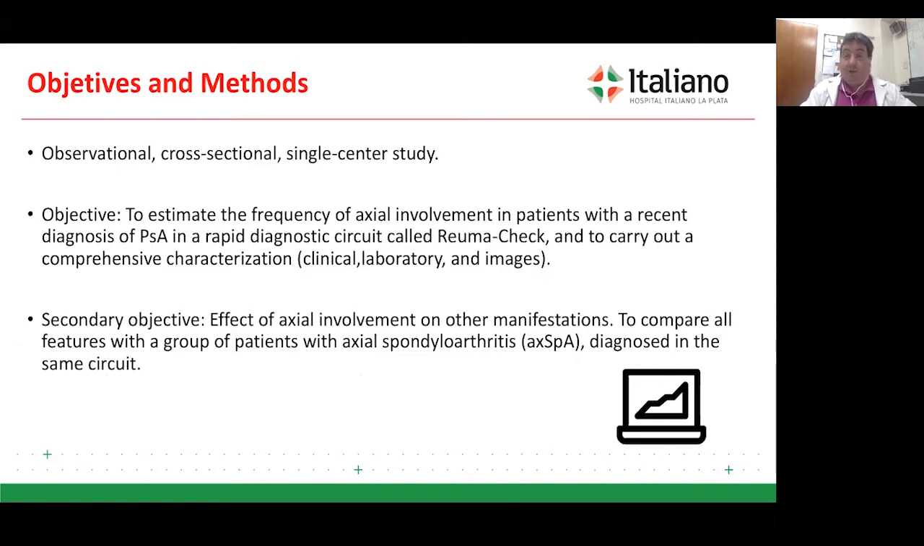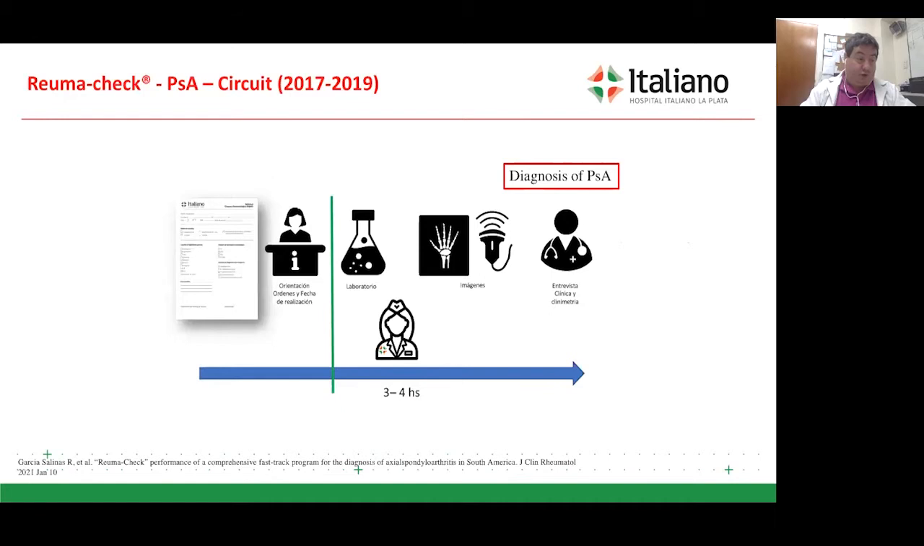Regarding the objective and method of this research, it was an observational cross-sectional single-center study. The principal objective was to estimate the frequency of axial involvement in patients with a recent diagnosis of PsA in a rapid diagnostic sequence called Ruta check, and to carry out a comprehensive characterization, clinical, laboratory, and imaging. The secondary endpoint was the effect of axial involvement on other manifestations, and finally to compare all the features with a group of patients with axial spondyloarthritis diagnosis in the same circuit and in the same time too.